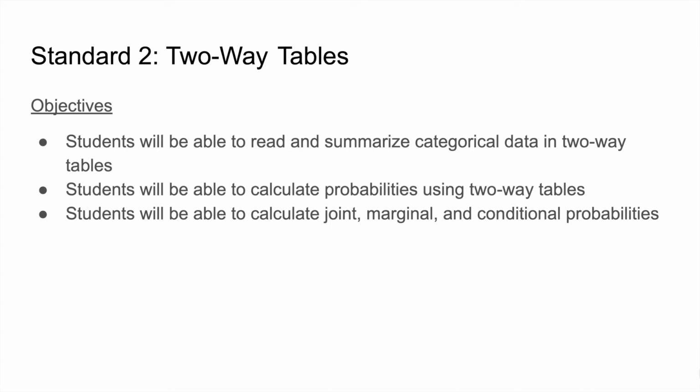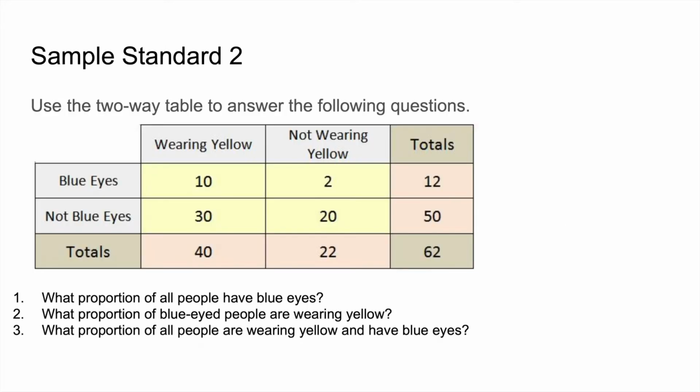All right, so standard two is all about two-way tables. Two-way tables are a way for us to summarize two different variables that are talking about the same subset of individuals. So we want students to be able to read and summarize categorical data using these two-way tables, as well as calculate probabilities such as joint, marginal, and conditional probabilities.